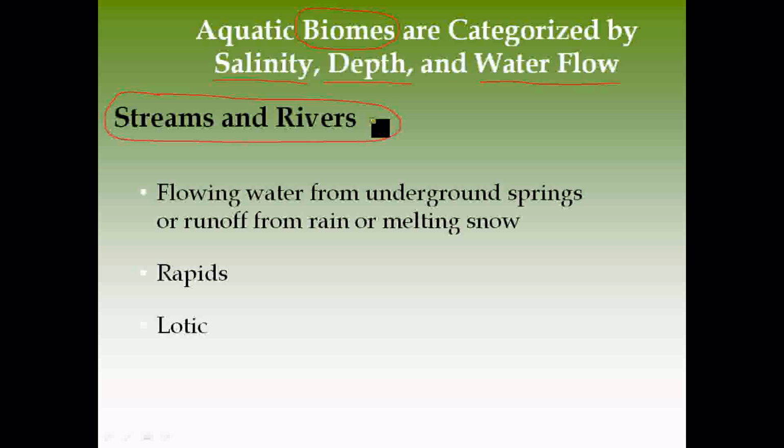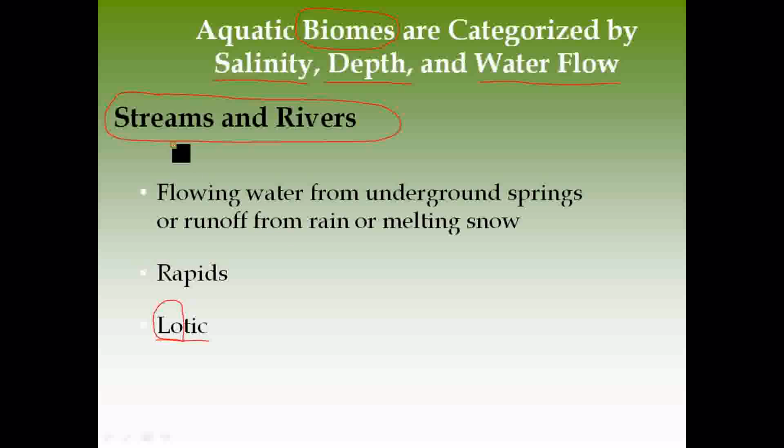Let's start with the first one, streams and rivers. There's a scientific term for streams and rivers, and that is lotic. Streams and rivers are considered lotic, and the way I remember that word is because they flow, and there's a low in lotic. So flowing waters are considered lotic.